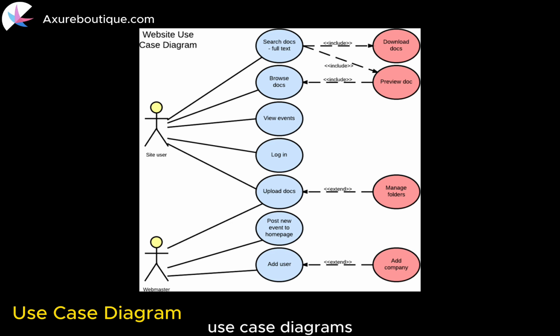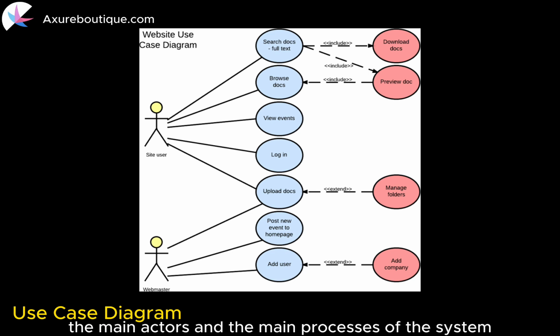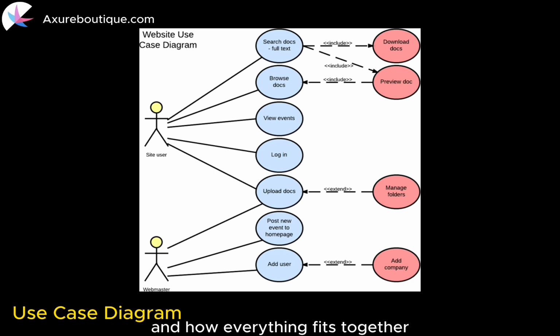Use case diagrams are helpful when we start discussing a project because they help us see the big picture. We can quickly identify the main actors and the main processes of the system. This helps us understand what needs to be done and how everything fits together.